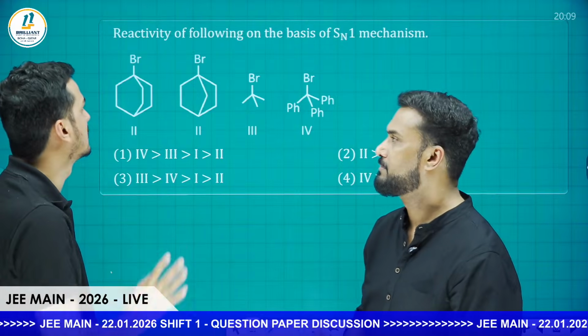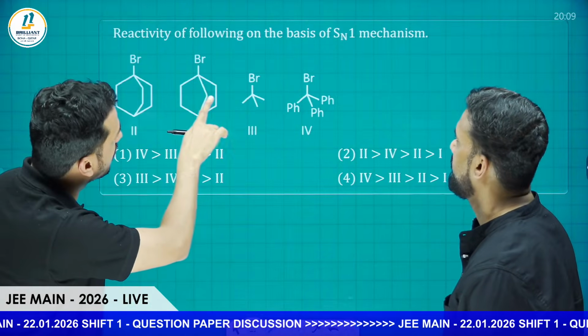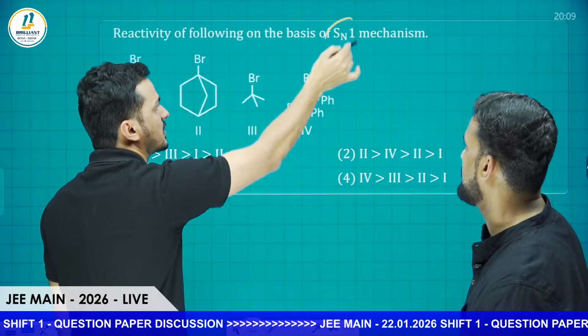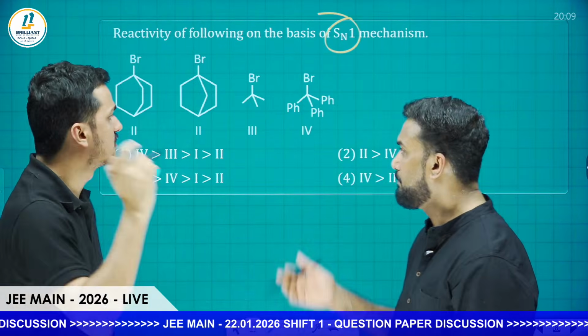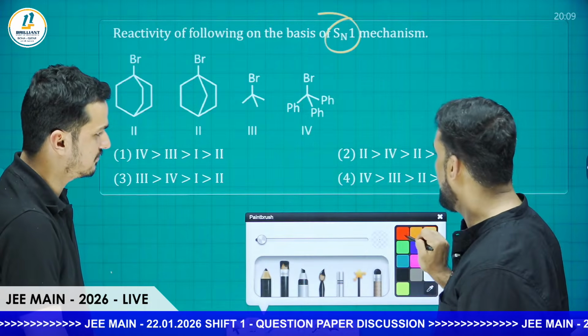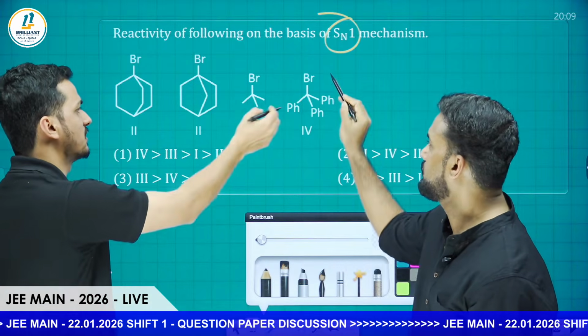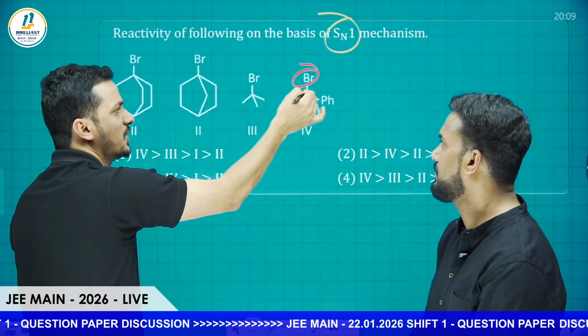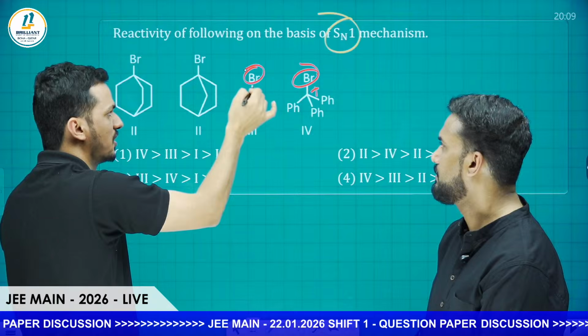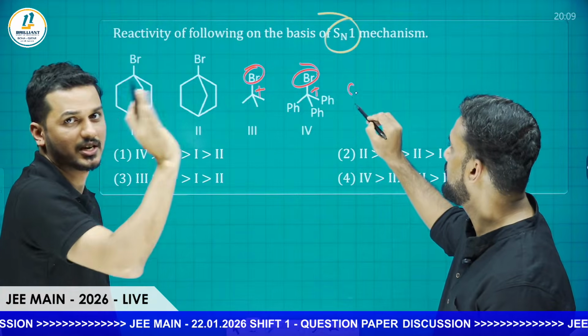So we can say this one, reactivity of the following on the basis of SN1 mechanism. SN1 mechanism means that it follows the carbocation mechanism. Among these, everyone will definitely get this one and this one, no doubt, because this one has more stability because of more resonance. Benzylic, we have to remove this one and put the plus charge here. So benzylic will be more stable.